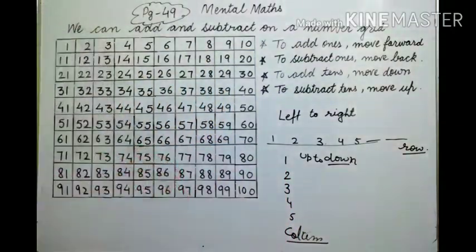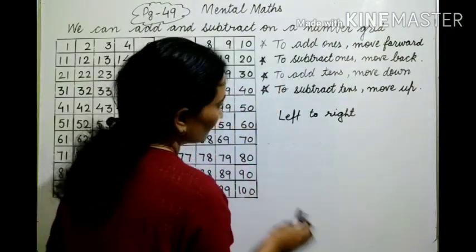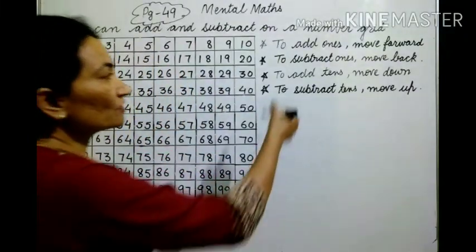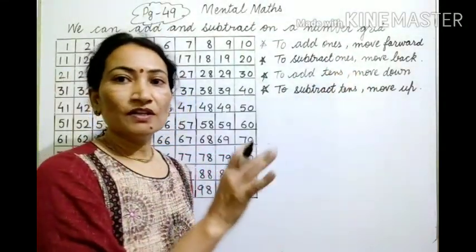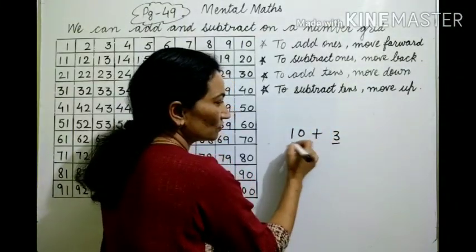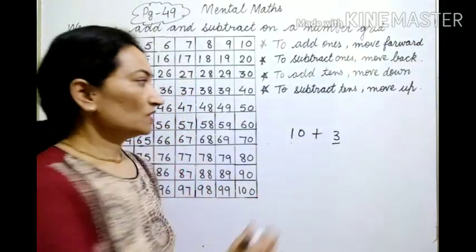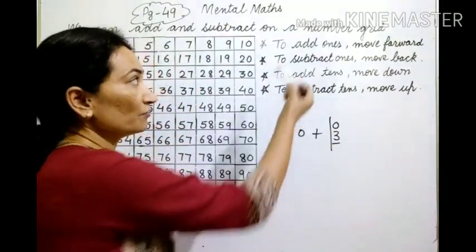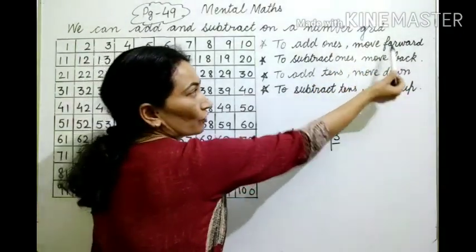Here are some rules which we use in subtraction and addition. First rule, to add ones, means only once we will add, like 10 plus 3 means you will add 3 ones in 10, means single digit. Here only 3 ones. It means if we add a single digit number, means ones, then move forward.